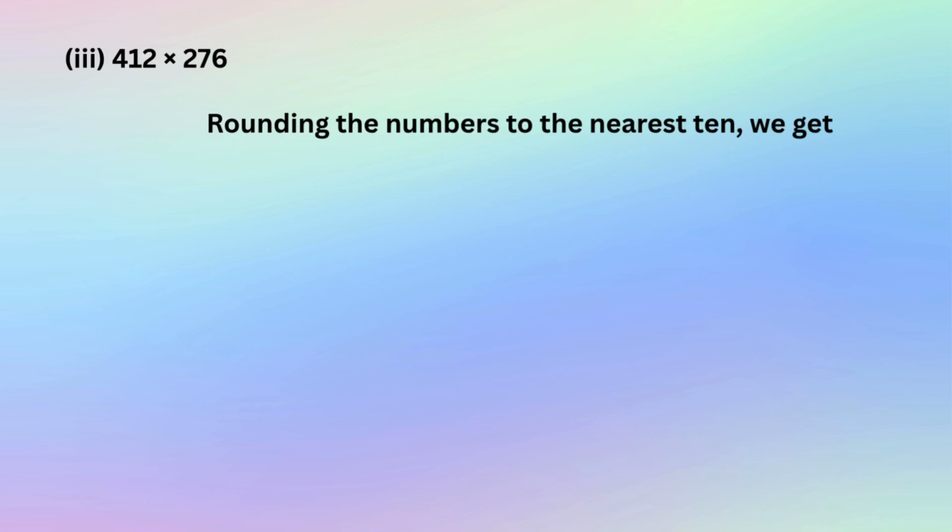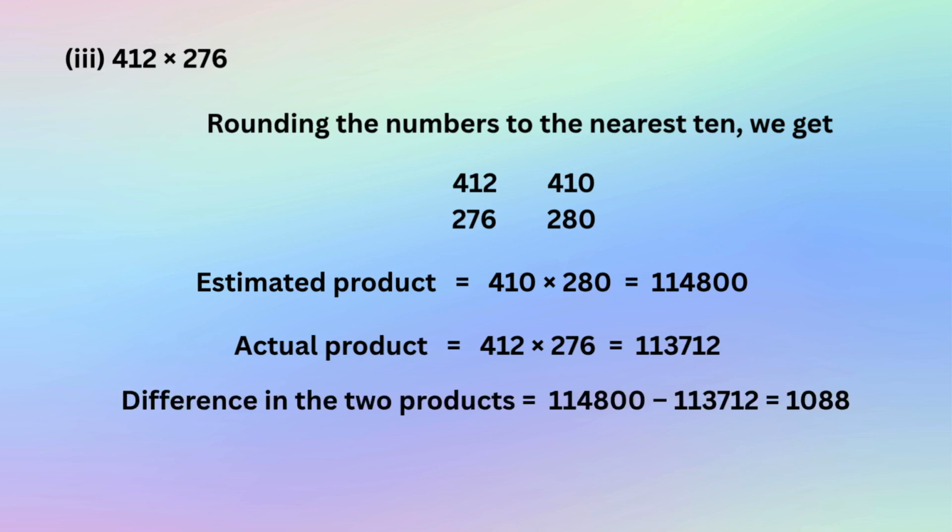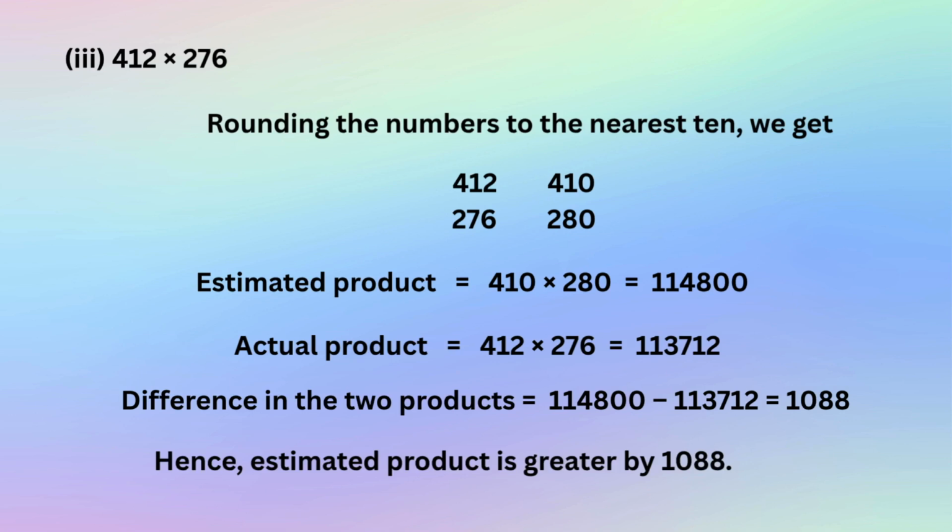412 times 276. Rounding the numbers to the nearest 10, we get 412 to 410, 276 to 280. Estimated product equals 410 times 280 equals 114,800. Actual product equals 412 times 276 equals 113,712. Difference in the two products equals 114,800 minus 113,712 equals 1,088. Hence, estimated product is greater by 1,088.